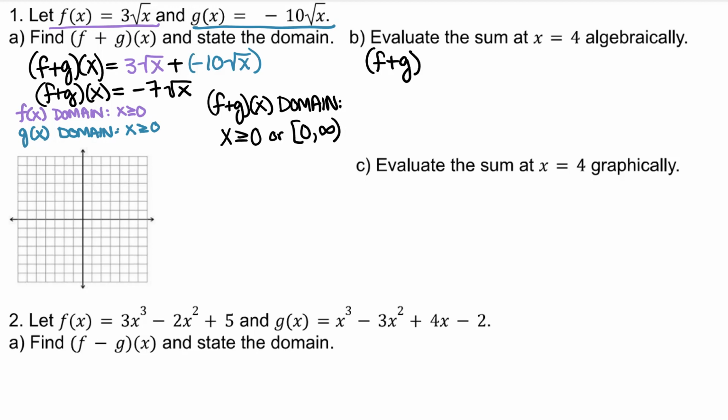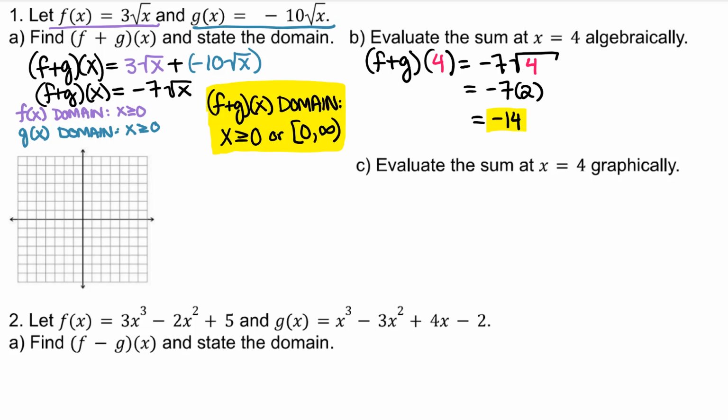To evaluate the sum at x equals 4 algebraically, we'll plug in 4 for x into the f plus g of x function. After simplifying, you get negative 14. To evaluate the sum at x equals 4 graphically, we'll graph the sum of these two functions and find the y value when x equals 4.